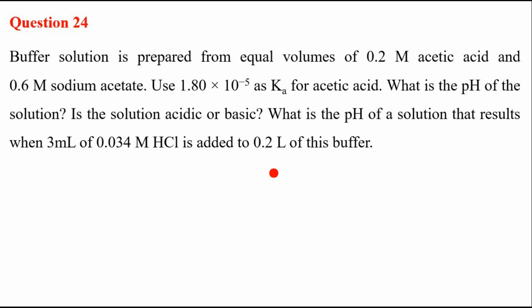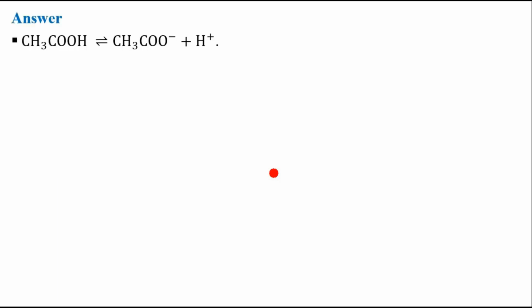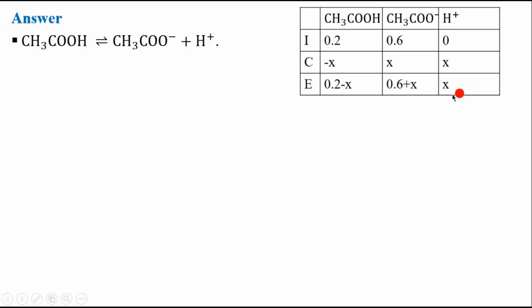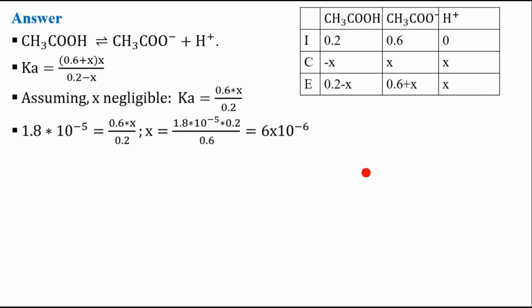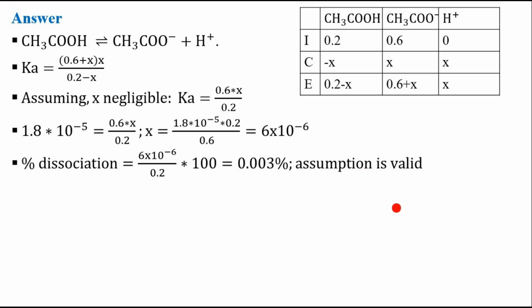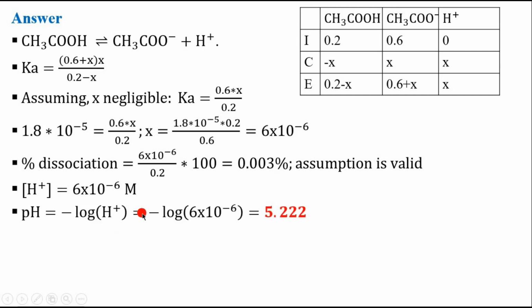We need to do a buffer system IC table, and then you see how much dissociated. Then after getting how much dissociated, calculate the pH by taking pH is equal to negative log of H plus. So here we determine the H plus, and after getting the H plus, we determine the pH by taking negative log of H plus. We get 5.22 as the pH. The solution is acidic because the pH is less than 7.